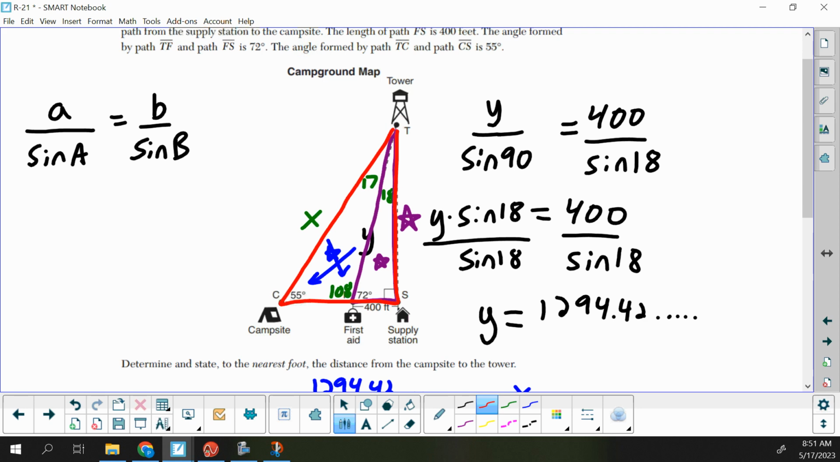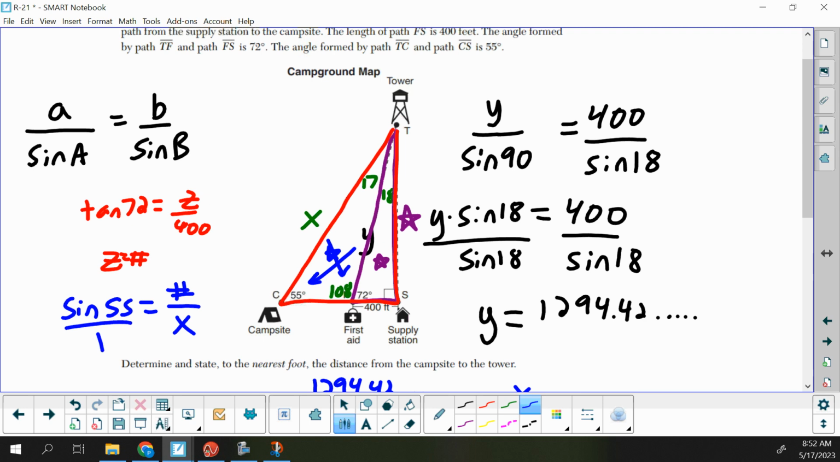So if you were going to do it that way, you would have done tan 72 equals, I'm going to call it z, over 400. You would have found what z is. Z would be some number. And then you would have done, from the 55, you would have had opposite and hypotenuse. So you could have done sine of 55 equals whatever the number was for z over x, and then you would have cross multiplied and solved for x. So it's 2 steps either way you do it. It's really just your preference of how you see it to do the problem.